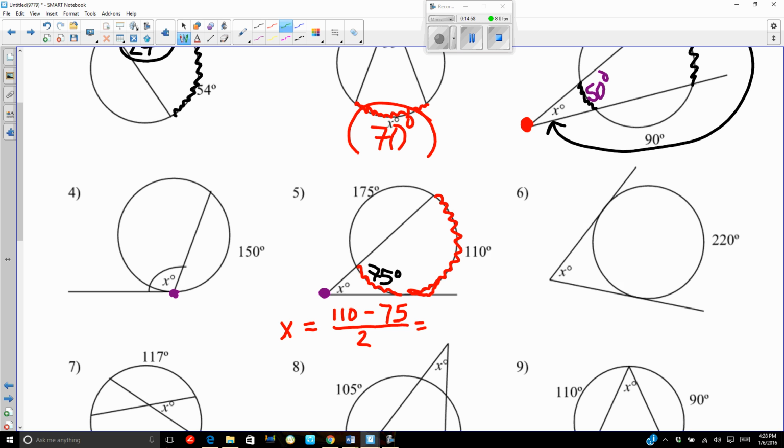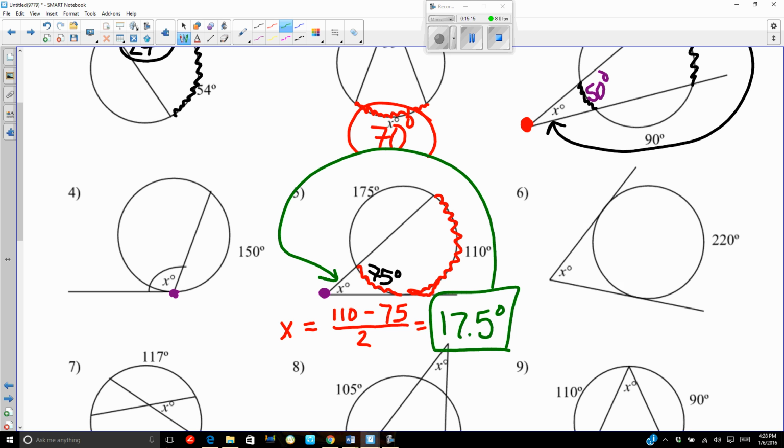So x equals 17.5 degrees. Obviously, these are not all drawn to scale, so you can't always just look at it and see if it makes sense. I prefer the problems where they are drawn to scale, but that's our answer for number 5.